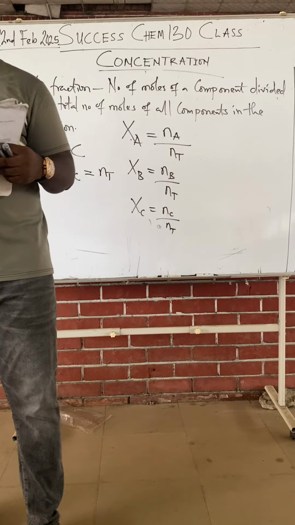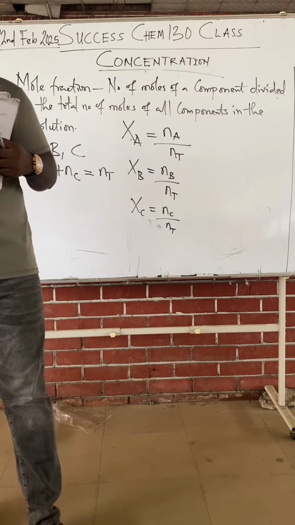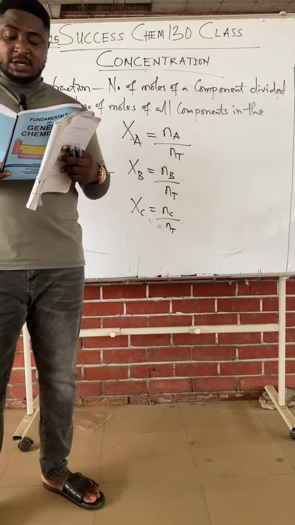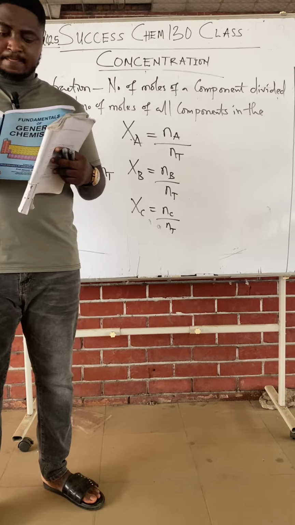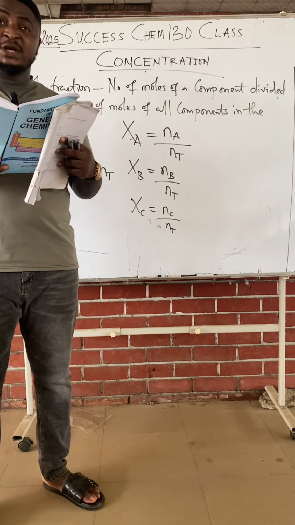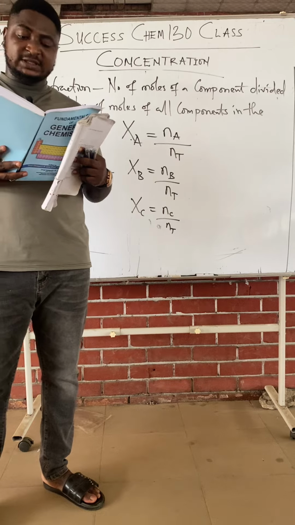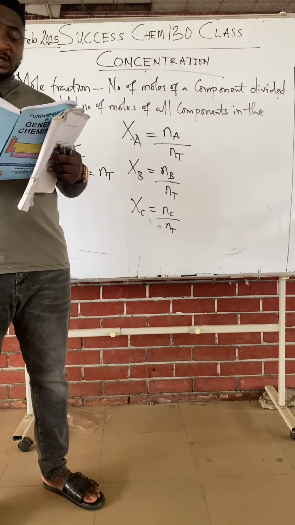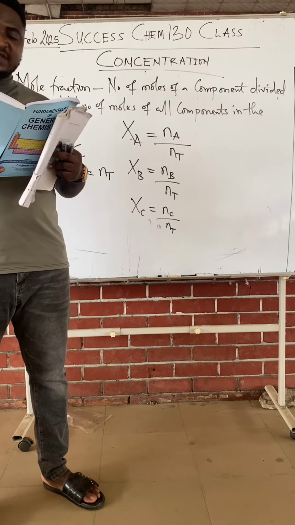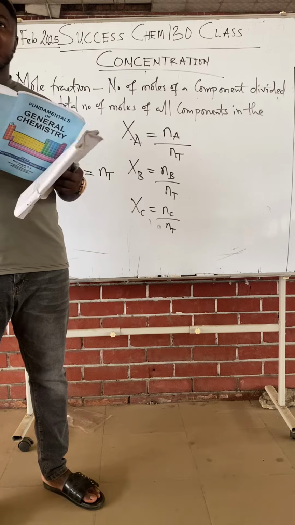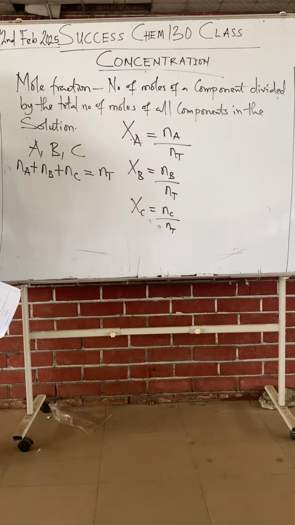Determine the mole fraction of KCl and H2O in a solution that contains 20.0 gram of KCl in 200 ml of water. In 200 ml of what? Water. If the density of water is 1.0 gram per ml. If the density of water is what? 1.0 gram per ml.